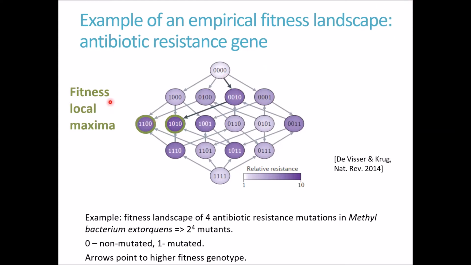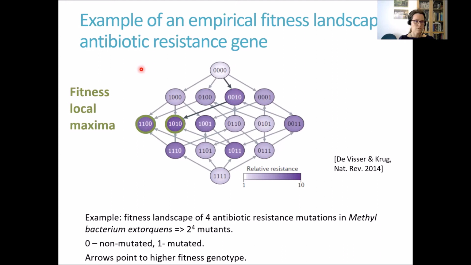So I'm showing here a simple example in which we have a genotype of length 4. In this case, these are all the combinations of 4 antibiotic resistance mutations in a particular bacterium, Methylobacterium extorquens. 1 stands for there is a mutation in that position, 0, there is no mutation. So we have a total here of 16 different genotypes, and now we can go from no mutation at all to 1 mutation in the first place, the second, third, or fourth. The color here designates the fitness. The darker is the fitter, where in this case, fitness is the relative resistance to antibiotics.